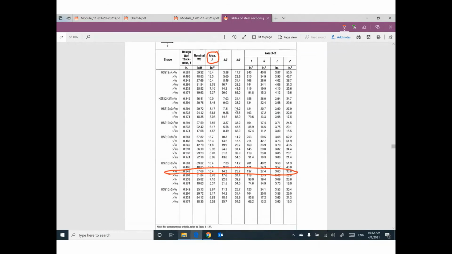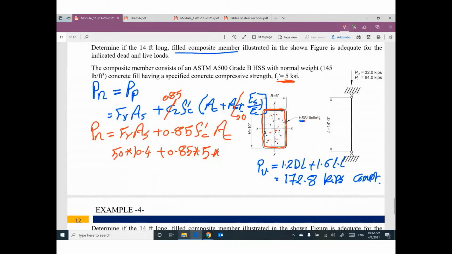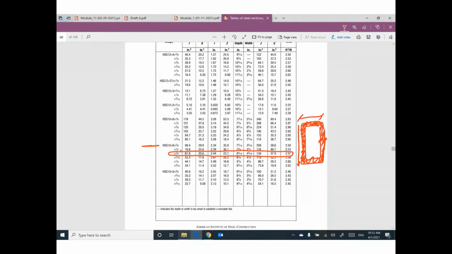This area is the area of steel, the area of the wall of the shape. So the area of concrete will be the area inside, but we have an issue here. This length from this side to this side is 6. And this length H equals 10 from this side to this side. So how can I find the inside area? We need to figure out the thickness of the wall.